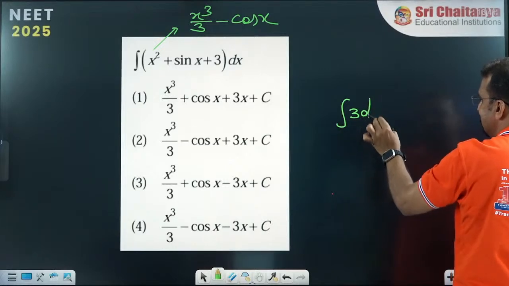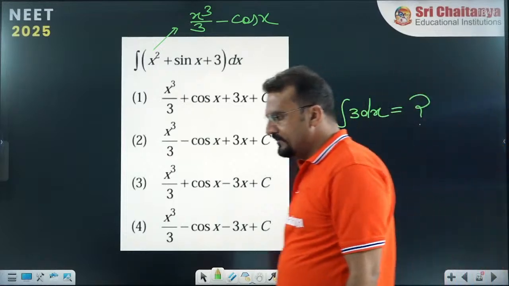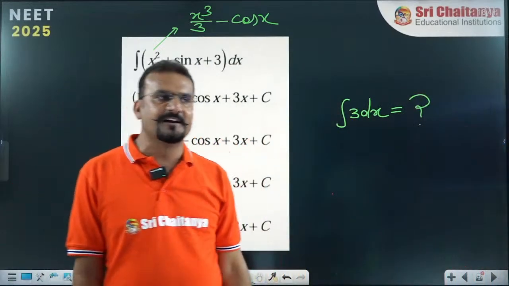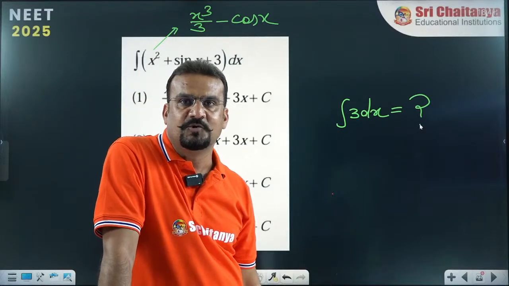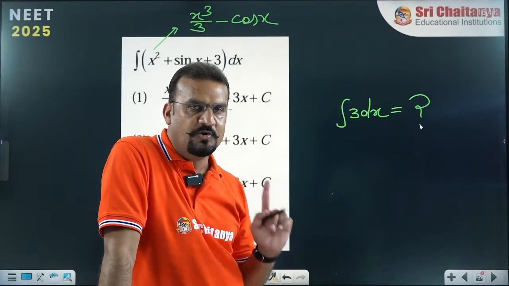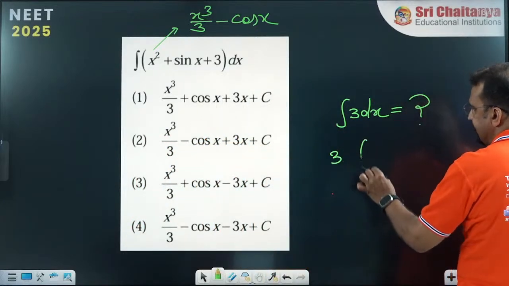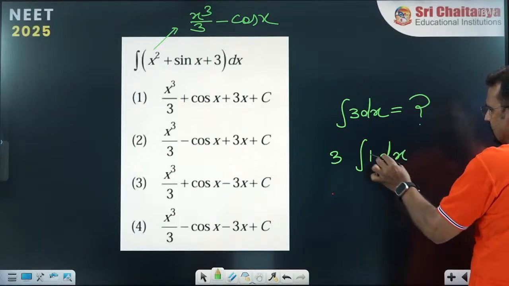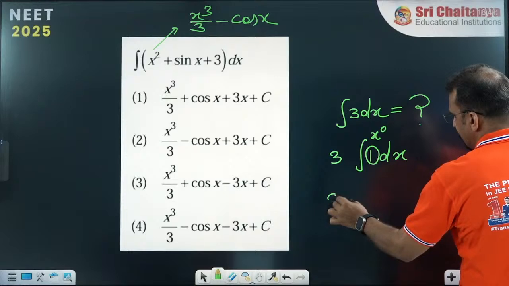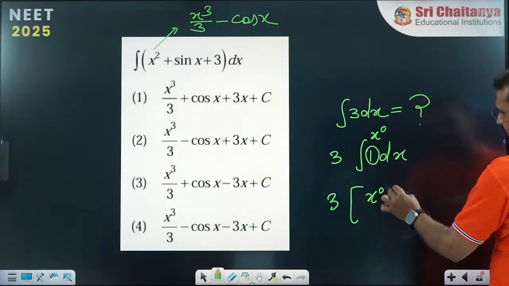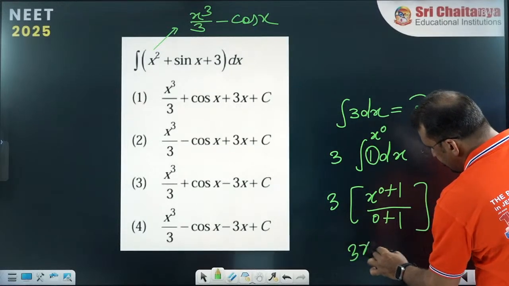If someone asks you the integration of this one, how to calculate? Dear student, be very careful. If there is a constant, sometimes students get confused. That's why you say that the differentiation of a constant is 0, so integration is also 0. No, never. Whenever a constant is outside, 3 times 1 dx. See, dear student, 1 means x power 0, because x power 0 itself is 1. And what is the integration of x power 0? 0 plus 1 divided by 0 plus 1. That means 3x. Remember that.